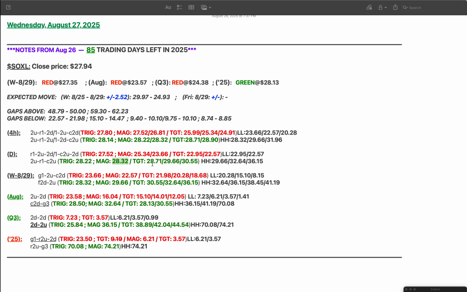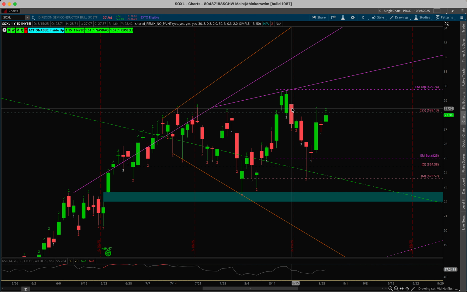So we do have this mapped out. 28.22 is the trigger, 28.32 is the target, but we also have the extended targets of 28.71, 29.66, and 30.55. 30.55 should be ingrained in your mind if you're familiar with this video, but the 28.71 and 29.66, that's the high of this candle and the high of this candle. That would also put us around the market maker's expected move, the high for that move, as well as this weekly broadening formation. So maybe you get a poke up above to get a higher high on the daily perspective, but you could see a rejection off of a combination of the weekly broadening formation, the market maker's expected move, and basically just reaching exhaustion at that point.